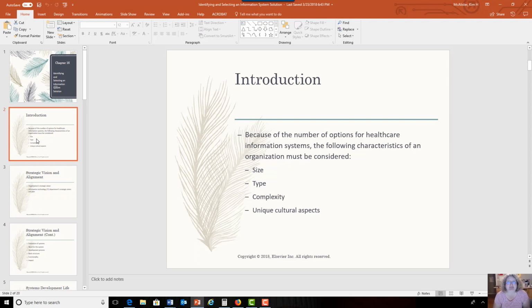And then the complexity. So the complexity has a lot to do with who all is using it and how big your organization is. But also, is your system going to interact with physician offices? Is it going to include just the hospital? Is it going to have a patient portal? Are patients going to be able to input information? And then you want to think about what unique cultural aspects there are within your organization or the potential people that you're going to be serving and working with. Is this system going to be able to work with all of that?